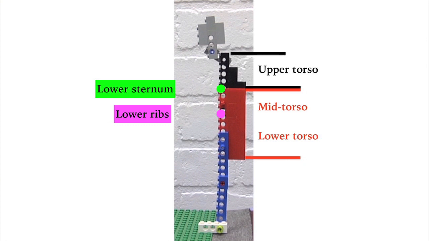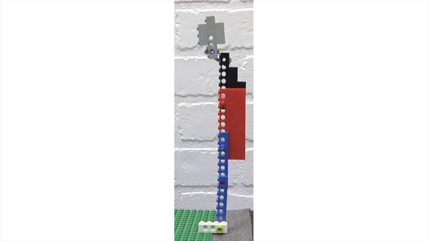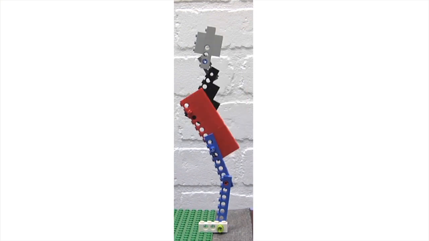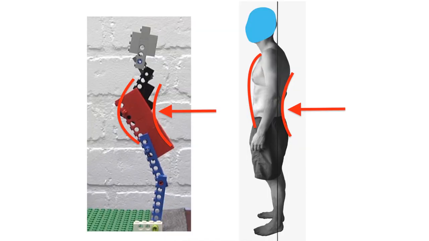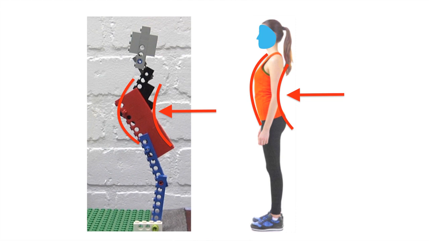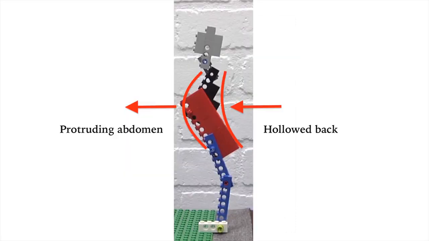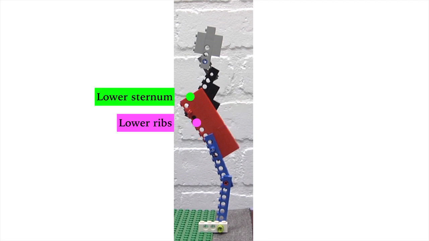Now let's bring our model into the common habitual poor posture that you will see in just about everyone. We see the hollowed back and protruding abdomen. Obviously, there are variations between people, but what's going to change is how high or low this bend in the back is. Some people bend lower, others bend higher, but the general problem at the back is essentially always the same. We see that the lower sternum and lower ribs are forward and down.